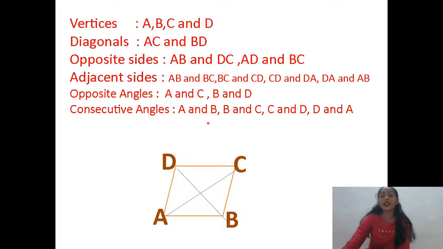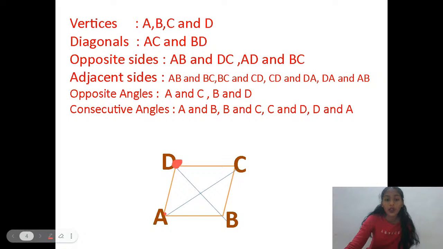Now let's learn some more about quadrilaterals. Vertices. So in this figure you can find vertices. What are vertices? These edges are called vertices. So the vertices are A, B, C and D.